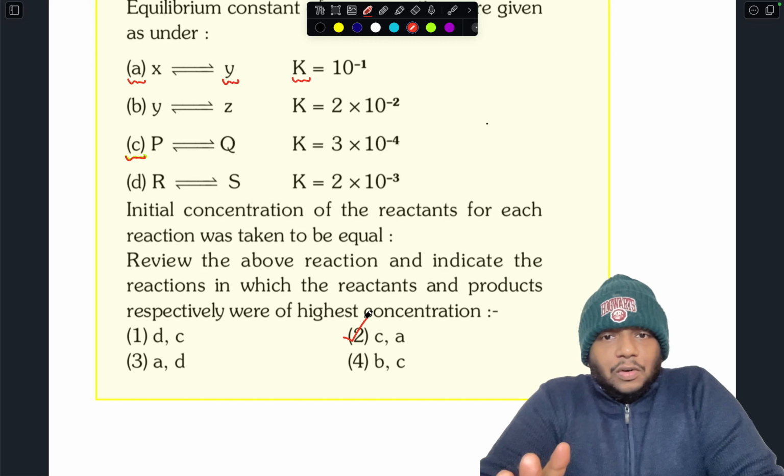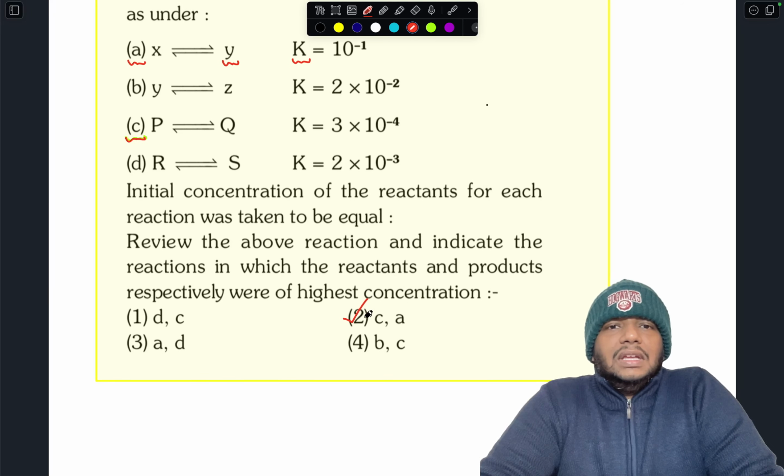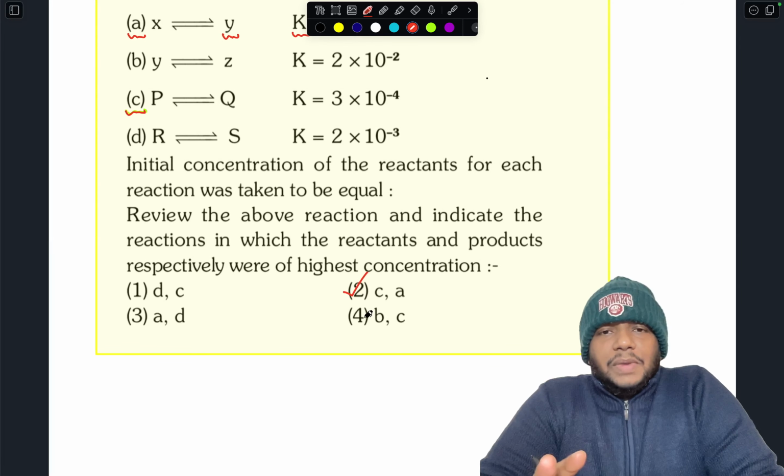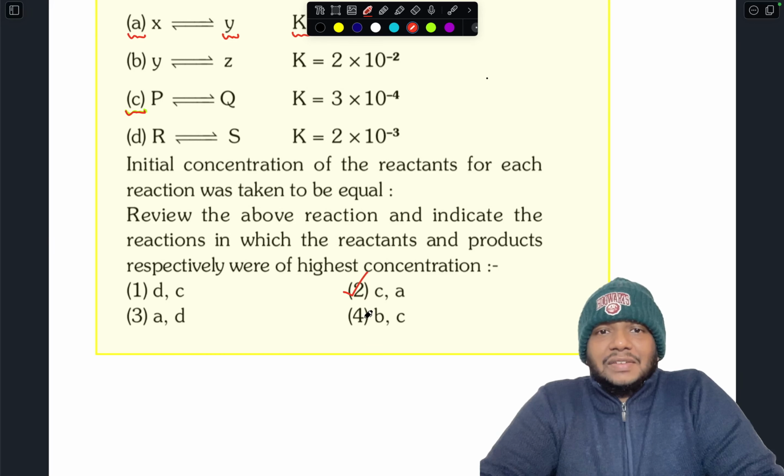Clear? I hope it is clear for you. Now many students may have a doubt like, sir, it is mentioned in the question that the initial concentration of the reactants were equal. Please understand, it is the initial concentration. The reaction will proceed and we don't know at what time they are attaining equilibrium. At that point of equilibrium, we are not sure about the reactant concentration. That is what we are guessing from the K value.